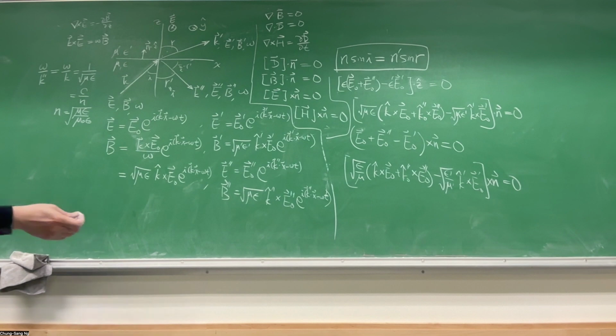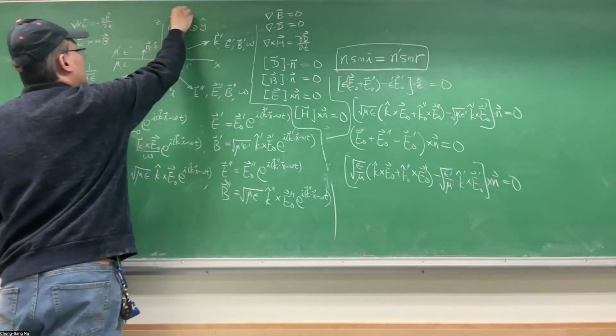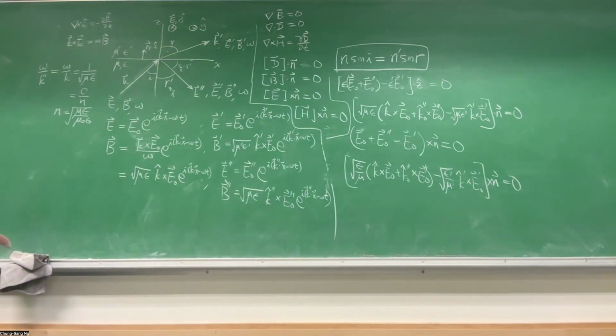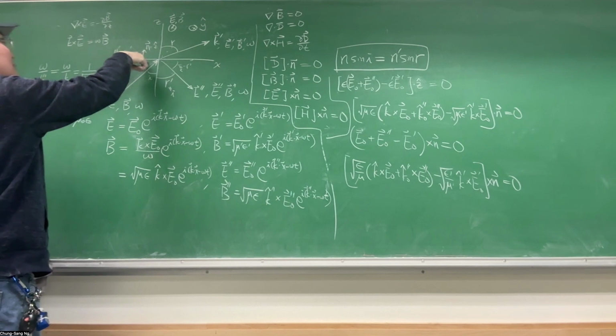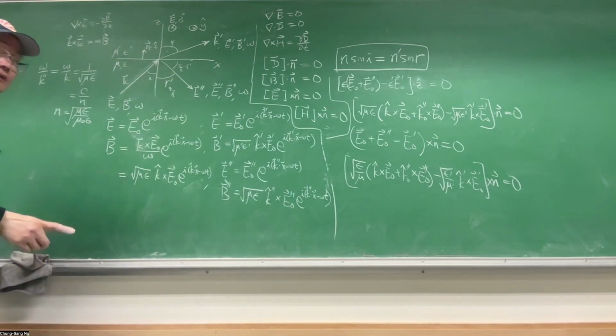And the second case is the opposite, where B is along the y direction, because E must be perpendicular to B. If B is along the y direction, it means that E is in the xz plane. The vector must be in the xz plane in order that the direction of E is perpendicular to B. That's the second case. The first case is E perpendicular to the xz plane. The second case is E along the xz plane.